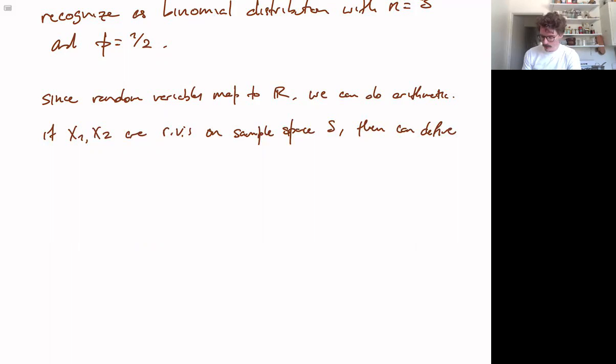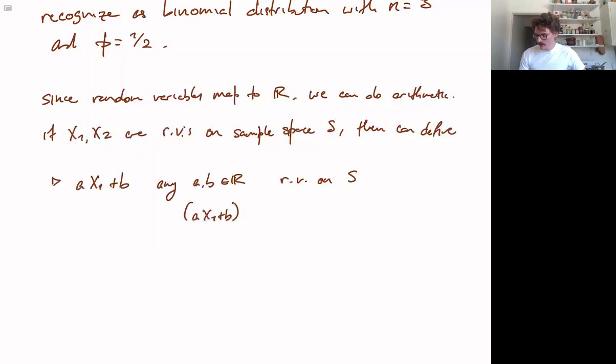So aX1 plus b, for any a, b real numbers, is a random variable, again on this same sample space S, which is defined by aX1 plus b. This random variable applied to an element s is equal to aX1(s) plus b.